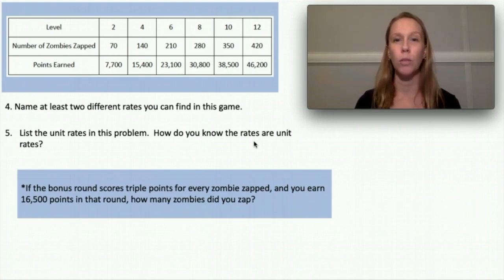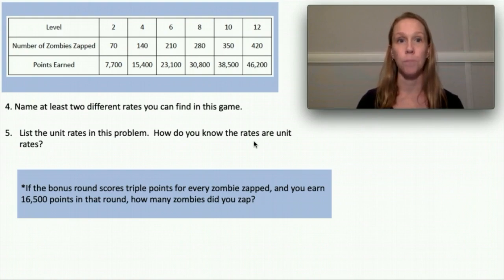And how do we know these rates are unit rates? If you know that you're doing your ratio out of 1, for example, how many zombies per level? That's 1 level, that'd be 35 zombies. You could also say how many points per zombie, and that would be taking that unit rate of points earned to zombies zapped. Or how many points earned per level. Again, by dividing the number of points earned by the level so that you get 1 per level or 1 per zombie, then you have a unit rate.